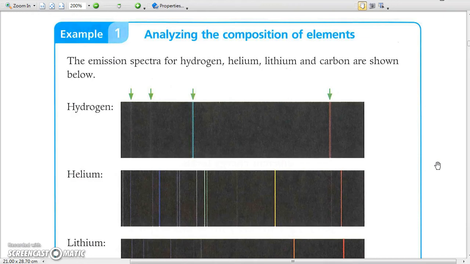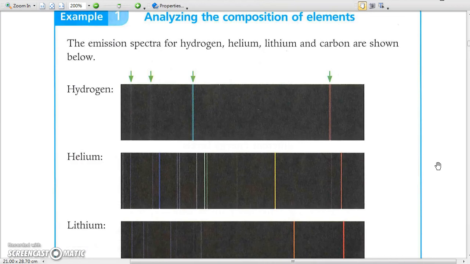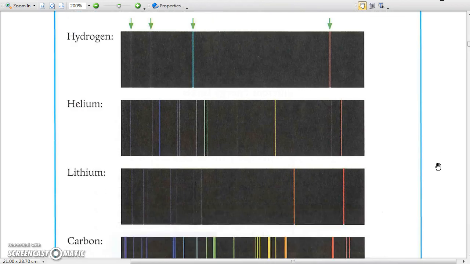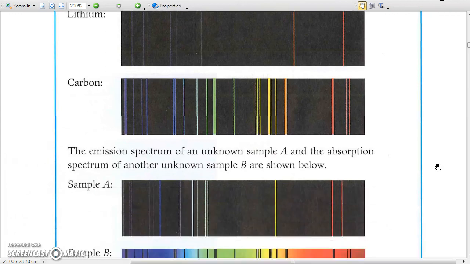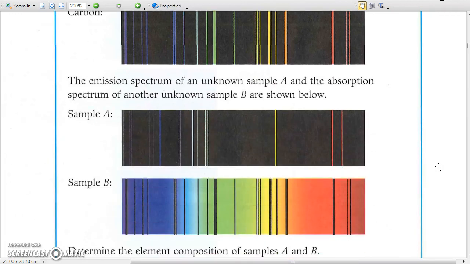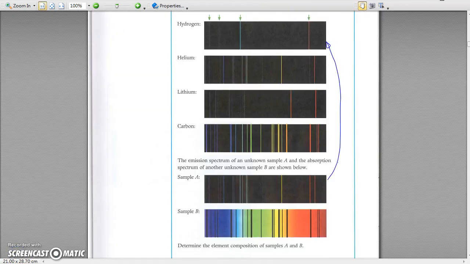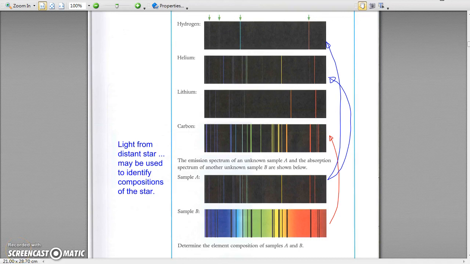Example 1. Analyzing the composition of elements. As the light spectra are just fingerprints of elements, we may compare the samples A and B with the known spectra to identify the elements existing in the sample. It is also the method used by astronomers and scientists to identify the composition of a distant star.